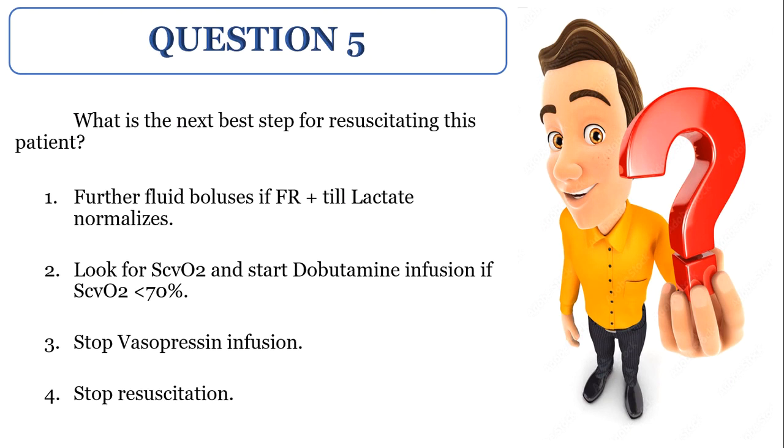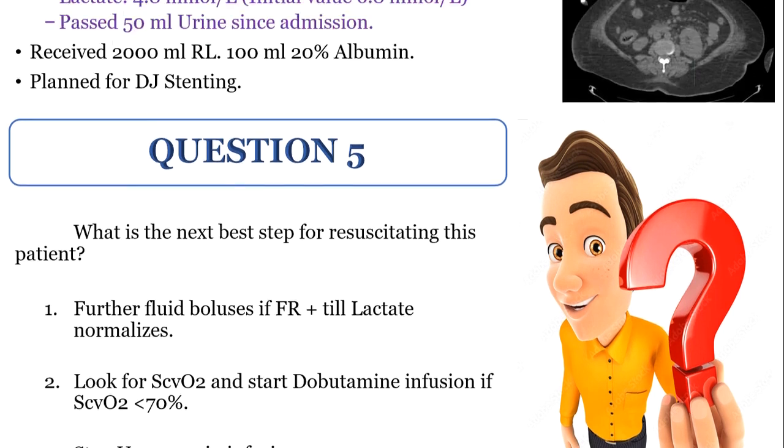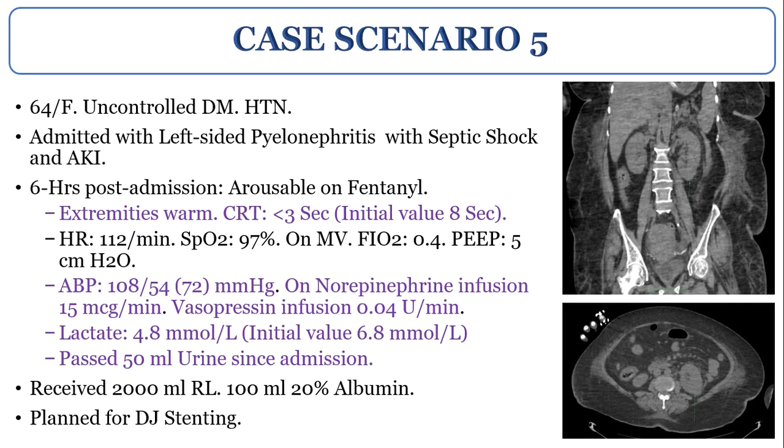Would you like to give more fluid if the patient is fluid responsive? Would you like to go for dobutamine if the ScvO2 is less than 70? Would you like to stop vasopressin, or would you like to stop resuscitation altogether? Anybody in favor of stopping the resuscitation altogether? Do you think your resuscitation target has been achieved? The patient is arousable, extremities are warm, CRT is less than 3 seconds. Why do you want to go for further resuscitation?